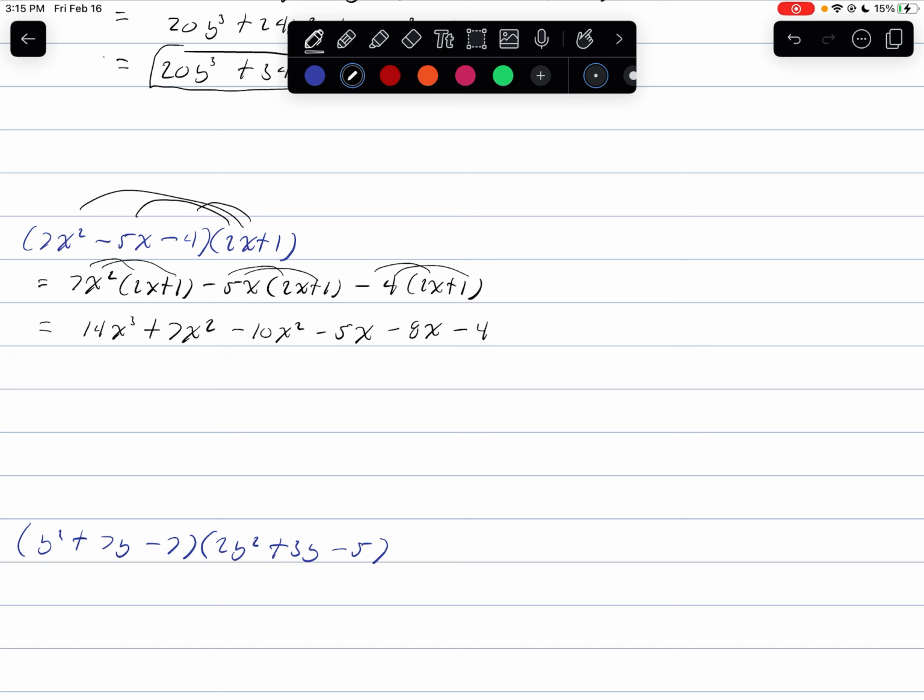And then just like last time, all we have to do is combine our like terms. So 14x to the third is the only x to the third term. We have 7x squared minus 10x squared. That's going to give us minus 3x squared. Minus 5x minus 8x is minus 13x, minus 4.